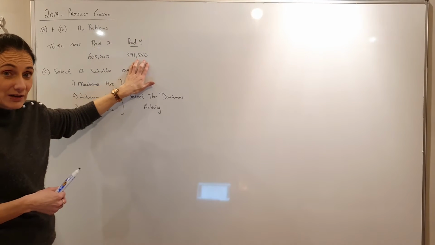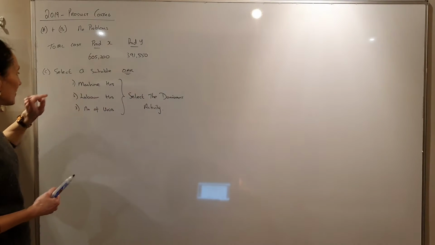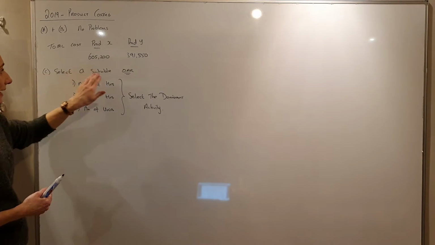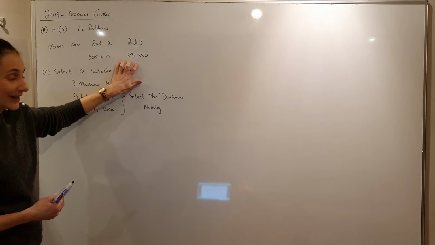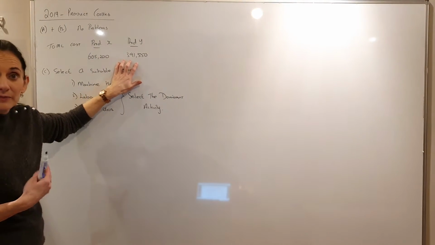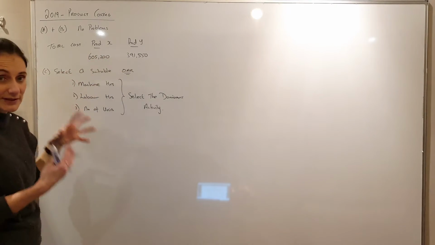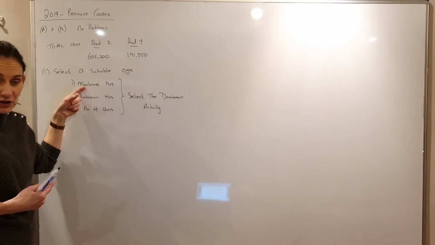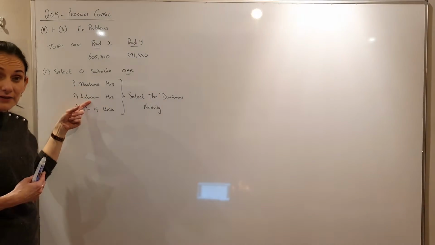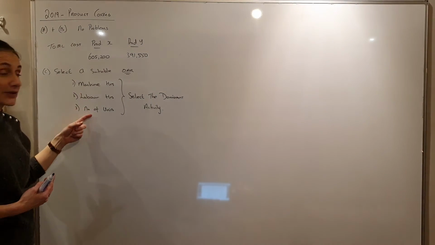So the problem started really with parts C and D. In part C, it asks you to select a suitable overhead absorption rate. So how are you going to include these in your cost of pricing the product? You have to come up with some way. You're either going to use machine hours, how long they were on the machines for, how many hours labour was working on them, or the number of units.